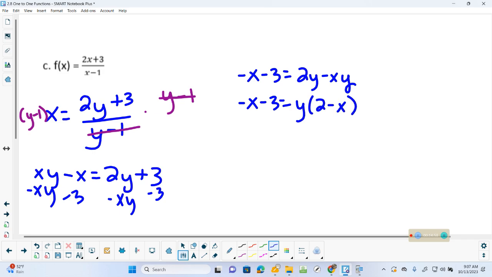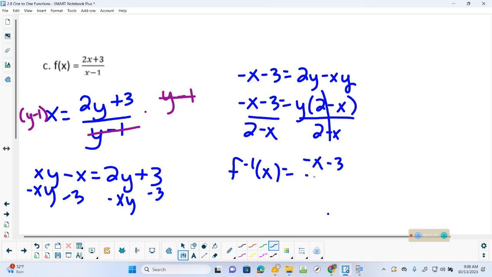And then, of course, to solve for y, I'm just going to divide off 2 minus x. Such a great problem. Okay, let's write it pretty, of course. F inverse. Let me fill in this fraction. Negative x minus 3 over 2 minus x. Man, that was a great one.